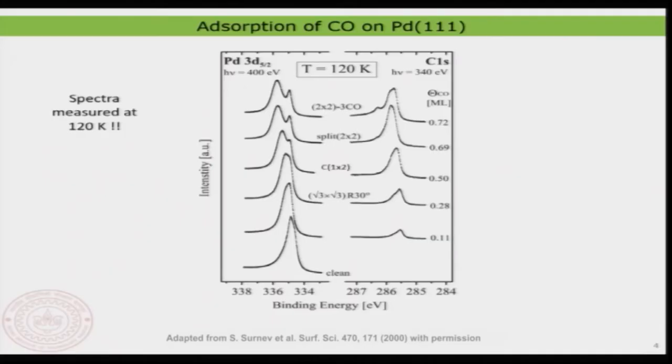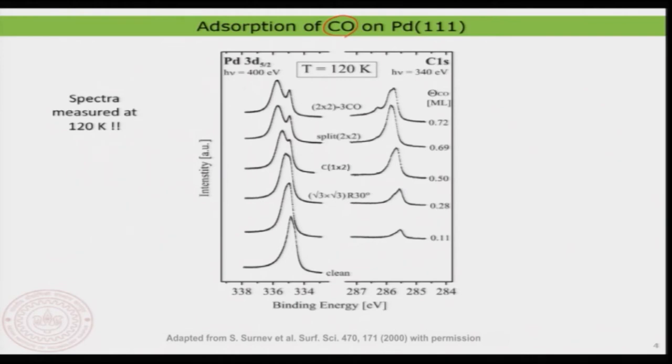Now we will look into a few examples, and we'll try to understand how we can use X-ray photoelectron spectroscopy to understand the chemical structure at an interface. That's the major thing that we want to do. So here I'm taking an example of carbon monoxide molecules adsorbing on different surfaces. First I'm going to show it on palladium 111, and later you will see that we will also make a comparison on a nickel 111 surface.